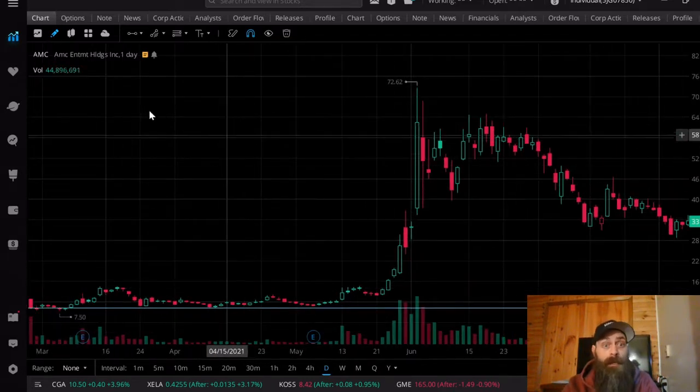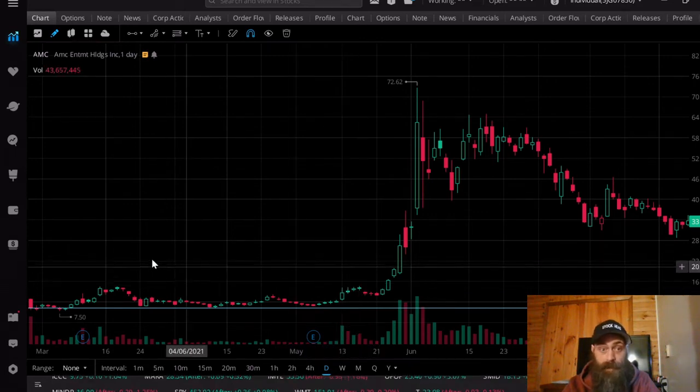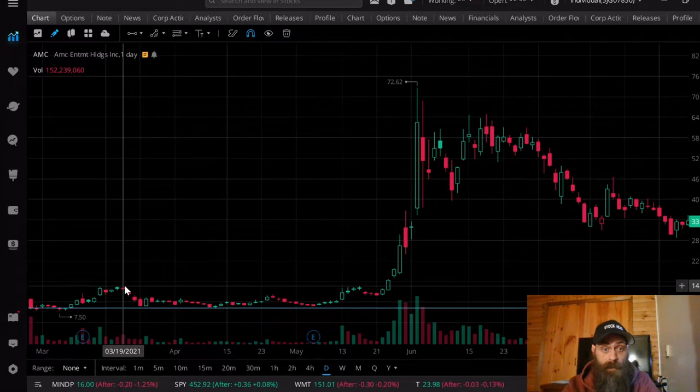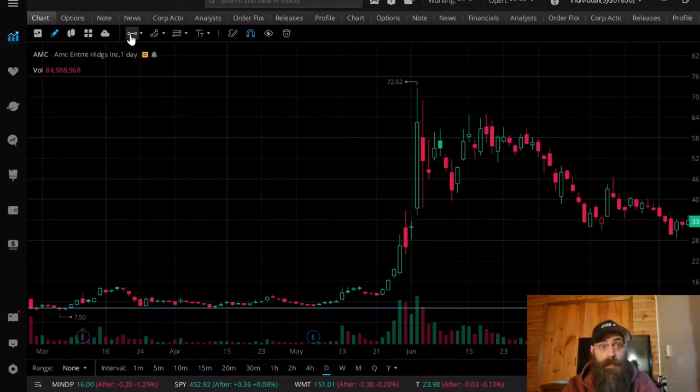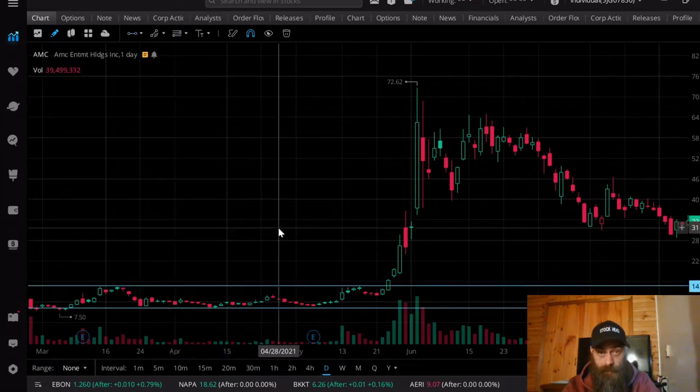And then our area of resistance is going to be up here. You can see that right in here, it bounced off it multiple times, as well as over here. So we're going to draw a line of resistance where the price does not want to go any higher.